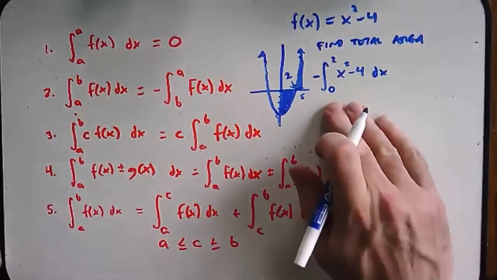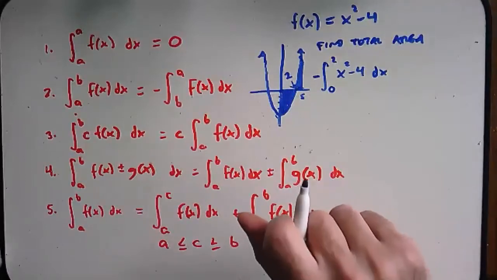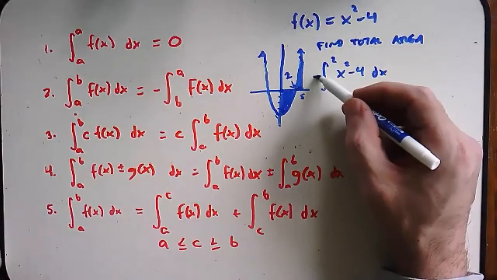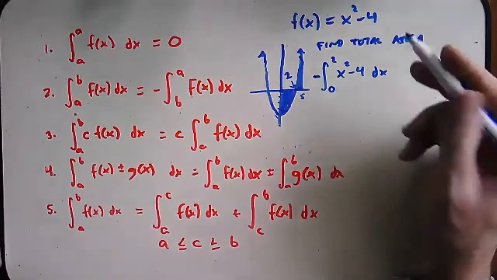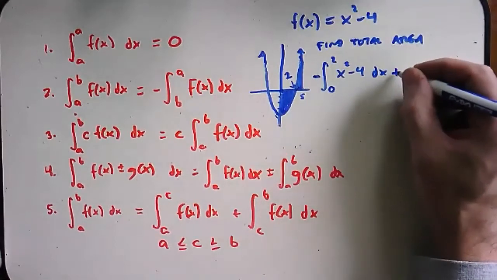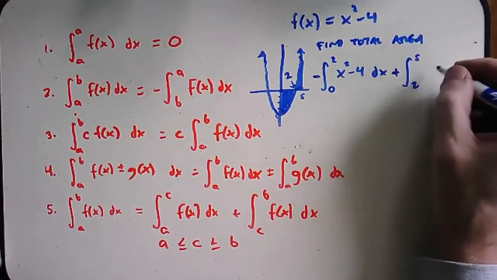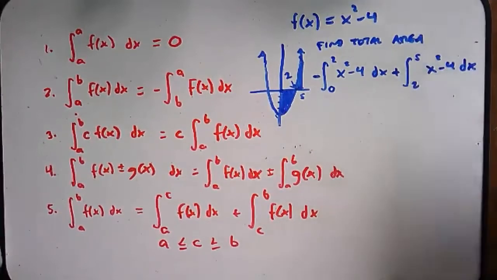So far, I've taken this first region, which I know the definite integral is going to count as negative, going from 0 to 2. Because I want it to be counted as positive, I'm just going to put a minus sign out in front here. And then we'll add that to the definite integral from 2 to 5 of x squared minus 4 dx.